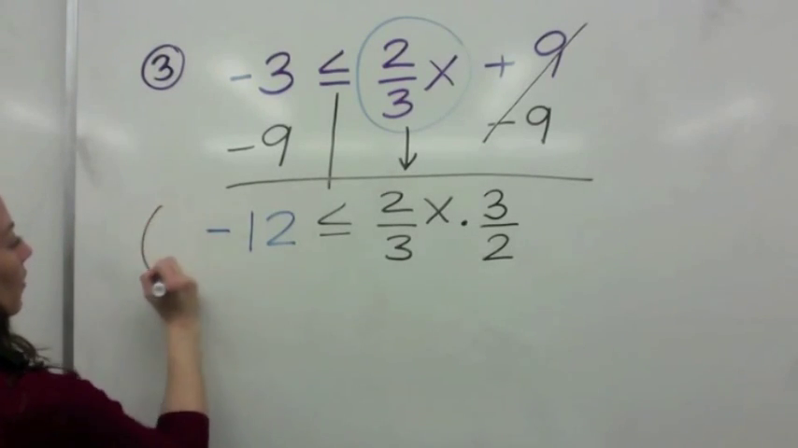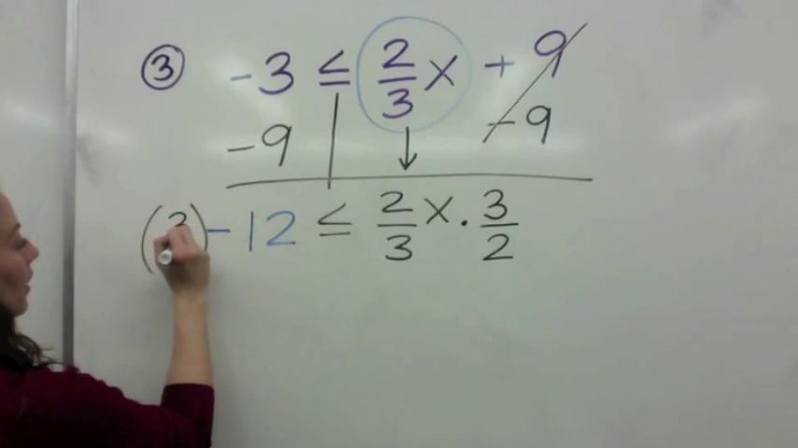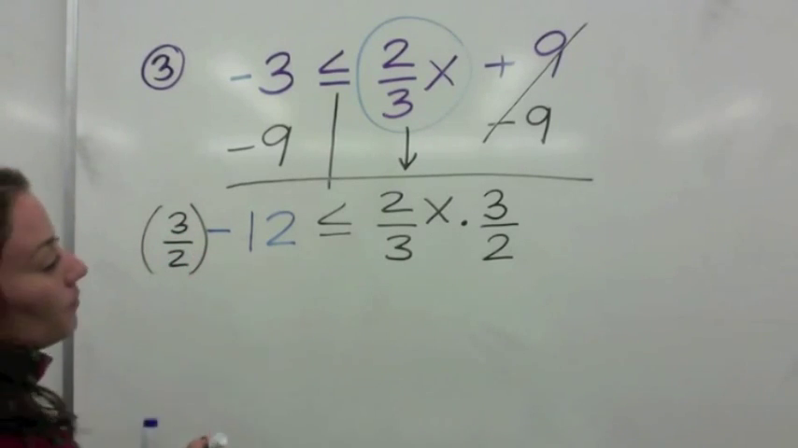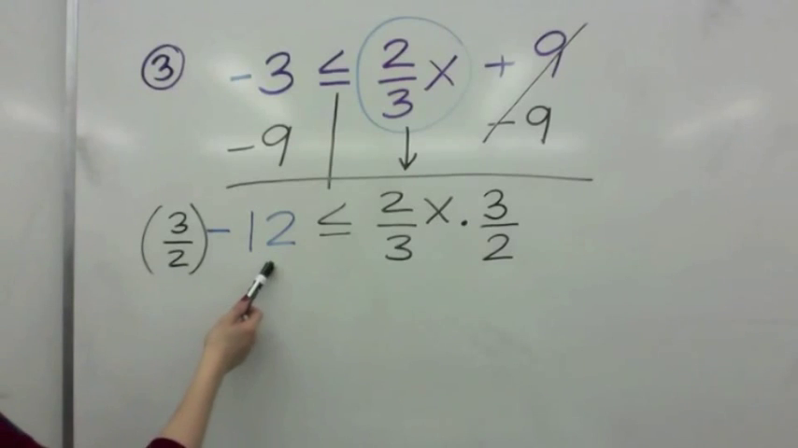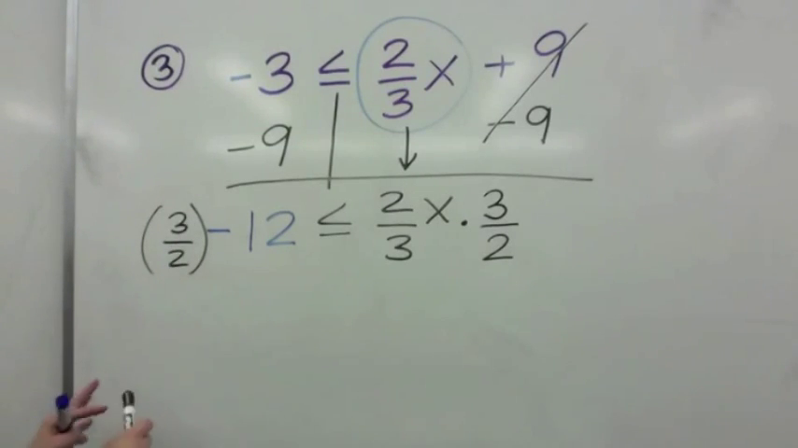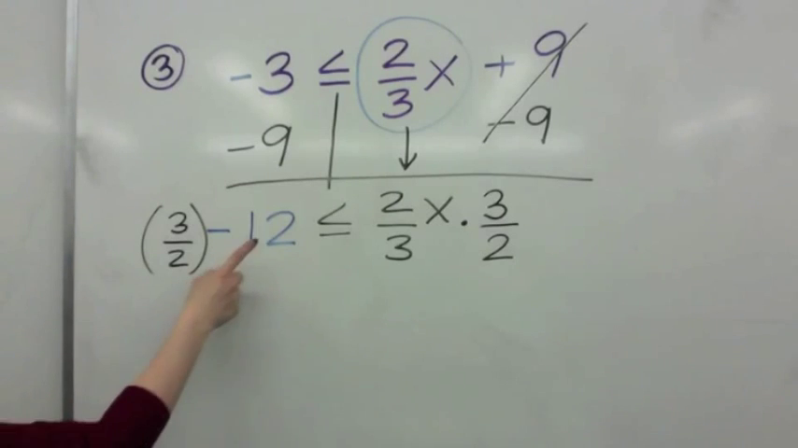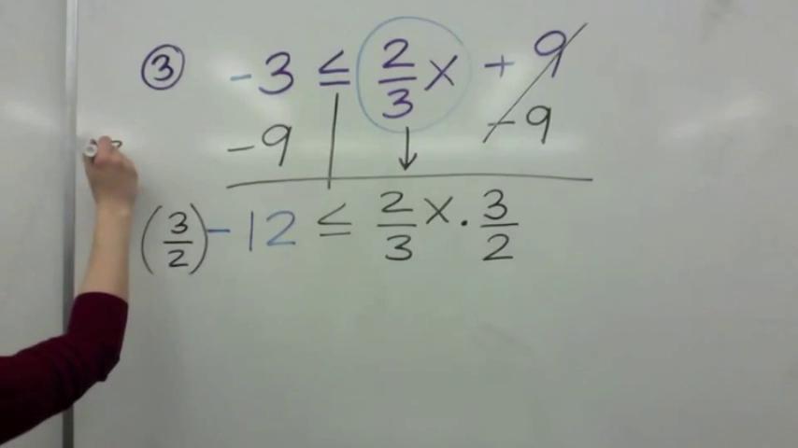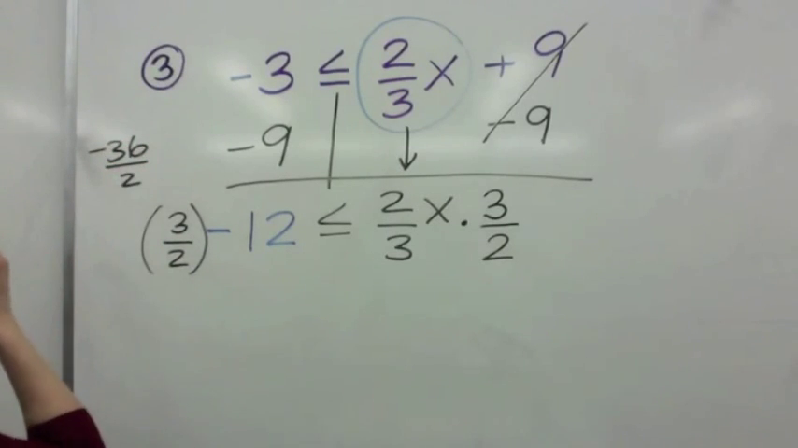I'm going to go ahead and put this in parentheses. These are being multiplied. So we have -12. Let's do the left side first. -12 times 3 divided by 2. A lot of different ways you could do that. That could be -12 times 3 is -36. Divide that by 2. That would be -18, correct?